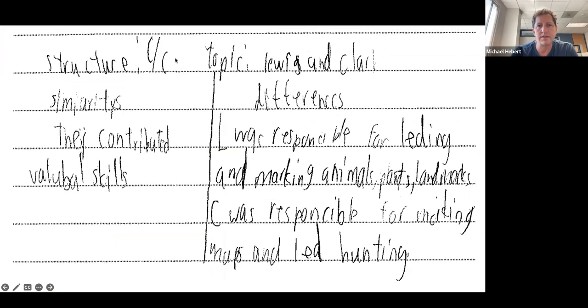The second was a compare contrast where they were comparing Lewis and Clark and how they contributed to the mission, right? The similarities between these, they both contributed valuable skills. And then what each person was able to bring to the table. So Lewis was responsible for leading and marking animals and things like that, that they saw. And Clark was responsible for making maps and led the hunting.